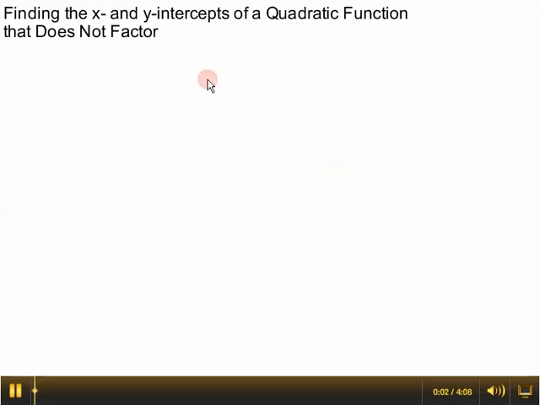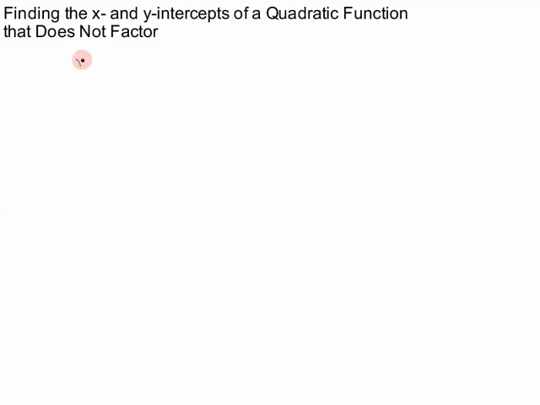Okay, so let's recall that with x-intercepts, the y value is 0. And with y-intercepts, the x value is 0. So we're going to look at finding x and y-intercepts of quadratic functions where the function itself does not factor. So you can't just set it equal to 0 and solve it by factoring because it won't factor.